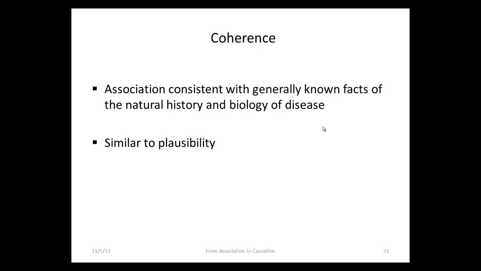In terms of coherence, which is kind of a similar idea, is the association that we're observing consistent with what we know about the natural history and biology of disease? I think Gordis talks in some detail about Barry Marshall, who discovered that Helicobacter pylori actually causes peptic ulcers. Again, that idea took him a long time to convince people, that causal association, because that's not how we thought ulcers were developed. We thought they were caused by stress.